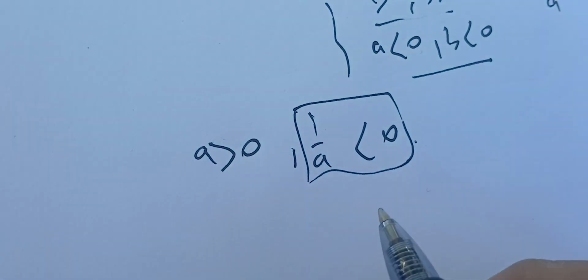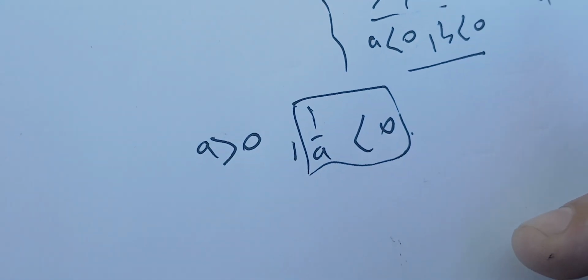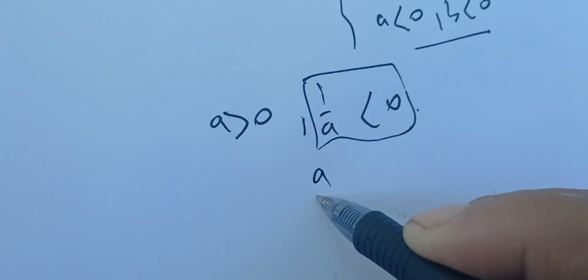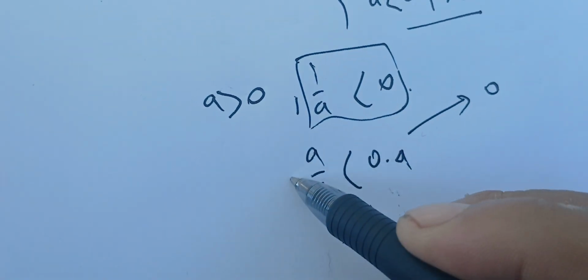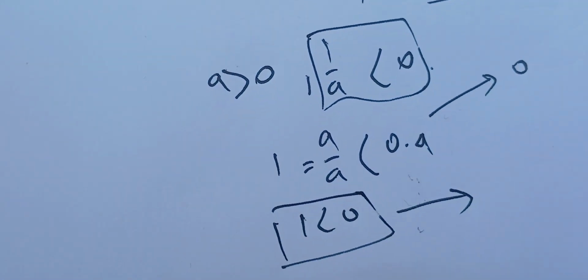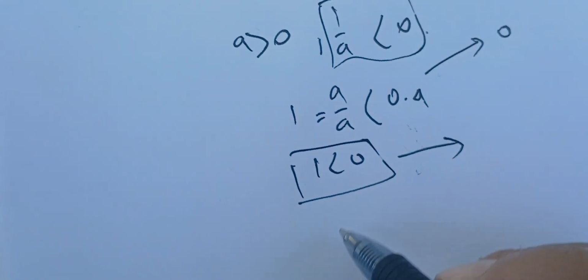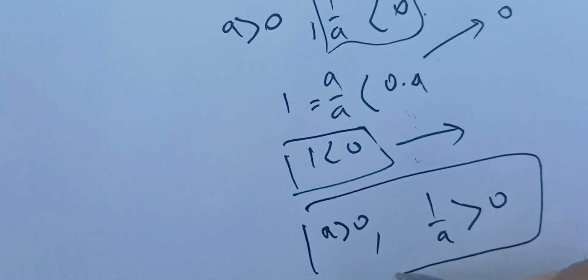So using the ordering in R, since a is positive, we can multiply by a and nothing is going to change. So we're going to have a over a is less than 0 times a. We know that this is 0, and this is just 1. That means 1 is less than 0. This is a contradiction. Therefore, if a is bigger than 0, then 1 over a is bigger than 0.